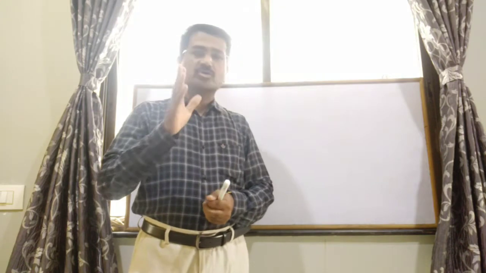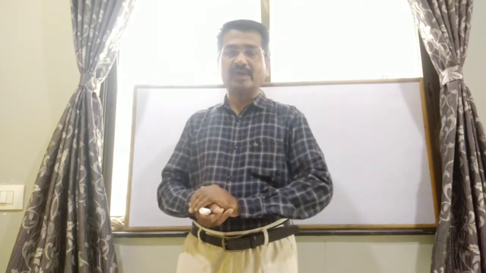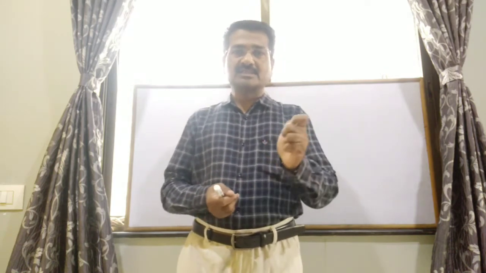In today's class we have learned the oxo acids of halogens. Halogens can give a number of oxo acids, but only 4 oxo acids of the halogens can be isolated in the pure form. First is hypochlorous acid, second is chlorous acid, then chloric acid and perchloric acid.